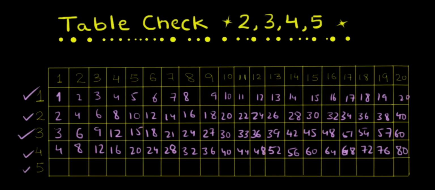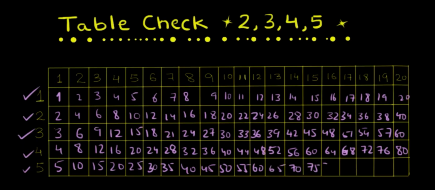Table of 5 is easy, easy peasy. 5, 10, 15, 20, 25, 30, 35, 40, 45, 50, 55, 60, 65, 70, 75, 80, 85, 90, 95, 100. Done. I'm done with the tables.